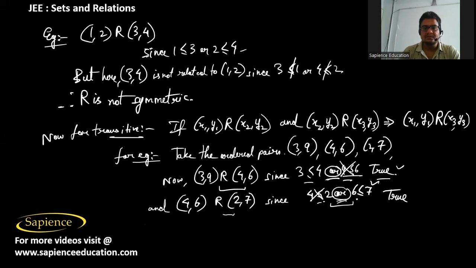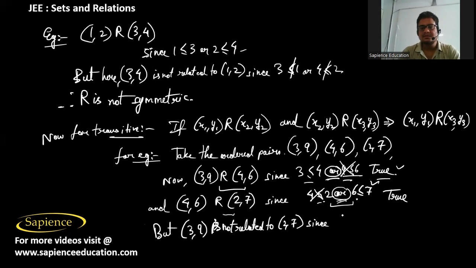So these two statements are true, but (3, 9) is not related to (2, 7). Why? Since 3 is not less than or equal to 2, or 9 is not less than or equal to 7, so this statement is false. So it means that (3, 9) is not related to (2, 7).